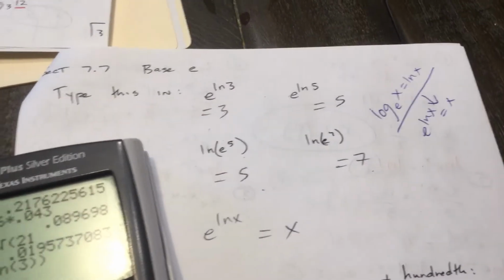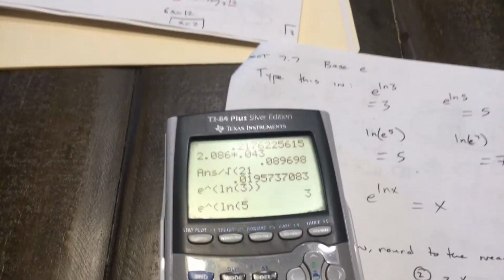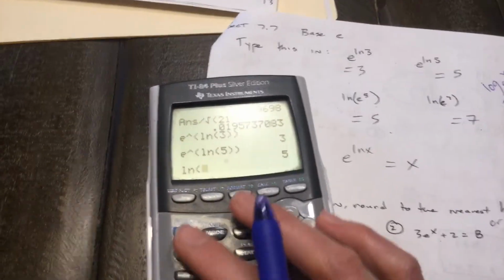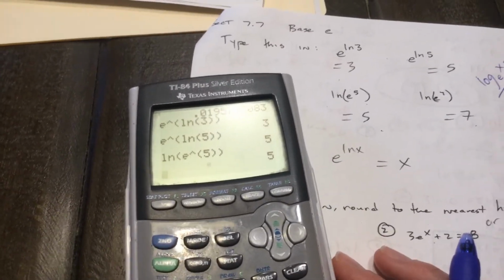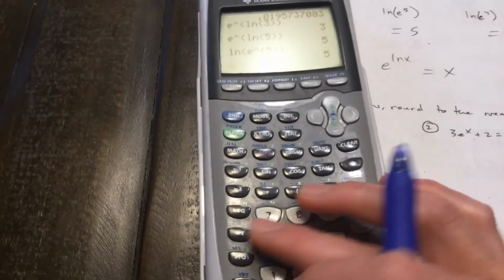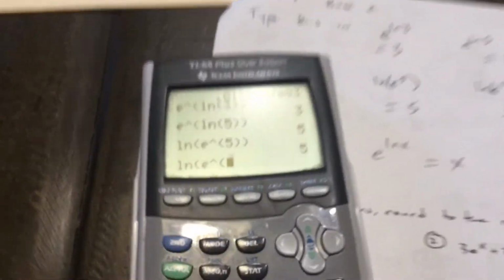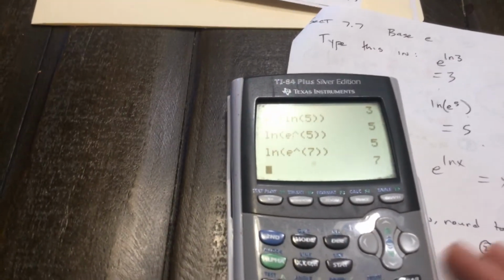That's interesting. How about E to the natural log 5? Second ln, natural log 5. What happens there? Oh my gosh. Let's go the other way. Natural log of E to the 5th. I get 5. Lastly, natural log of E to the 7th, with two parentheses around it. I get 7.